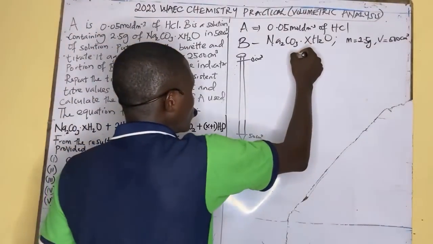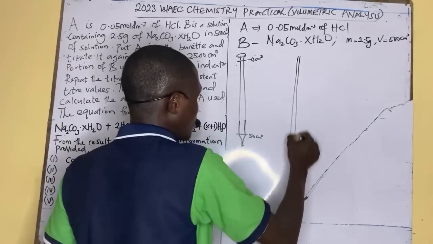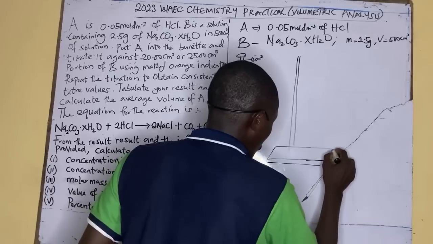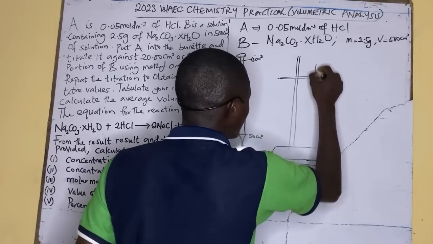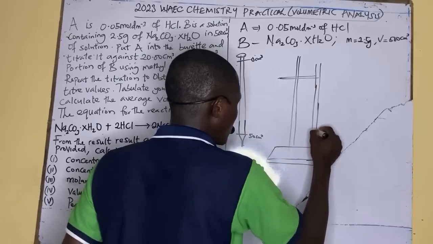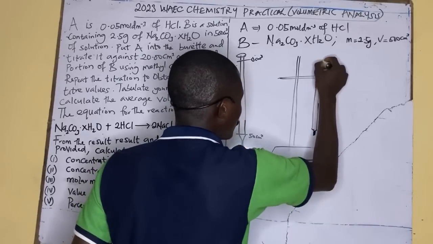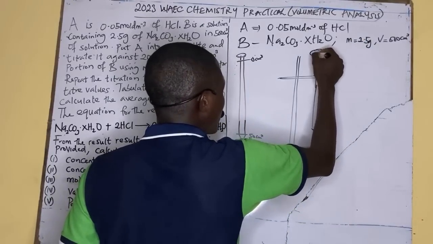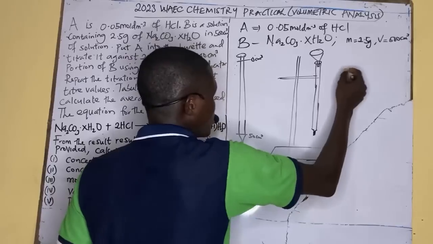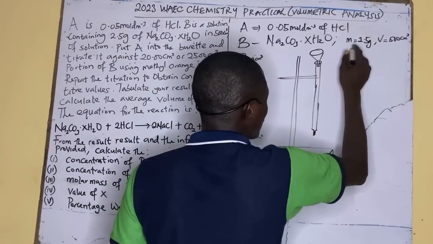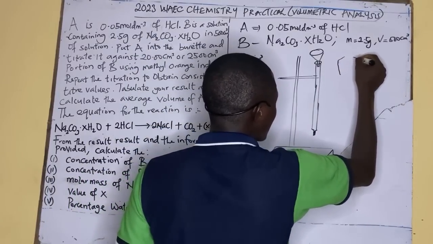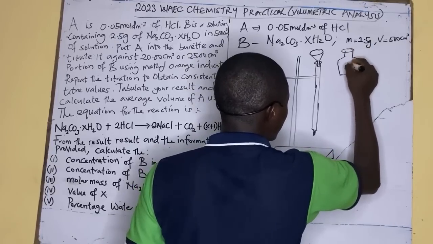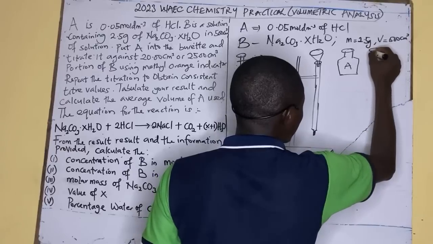So what are you going to do? You bring your retort stand here. Just let me quickly explain the procedure. Bring your retort stand here, then you clamp this burette. After you clamp it, you fill in your A. You'll be given a funnel. You'll be given A inside a reagent bottle. This is what a reagent bottle looks like. So you'll be given it inside that reagent bottle.